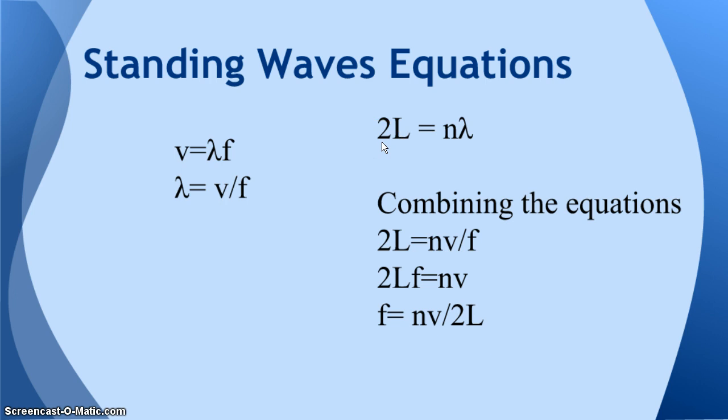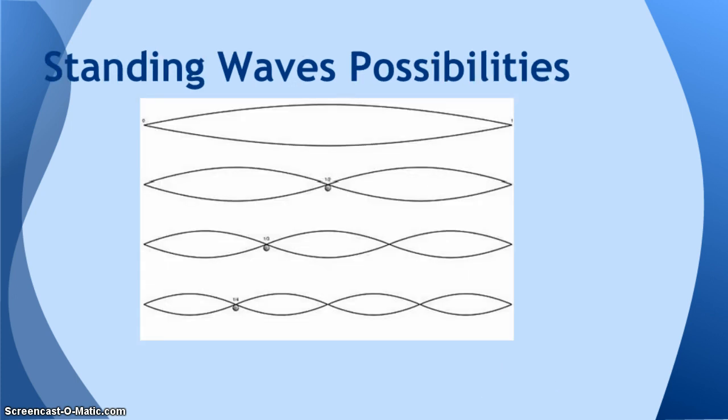Now we are going to substitute lambda with velocity over frequency over here. So moving frequency to the other side, we can get it by itself and get the standing wave equation. Frequency equals NV over 2L. This picture is just to show you all the possibilities of standing waves. For example, if there's one standing wave, then N equals 1. And over here, N equals 2 because there are two waves.